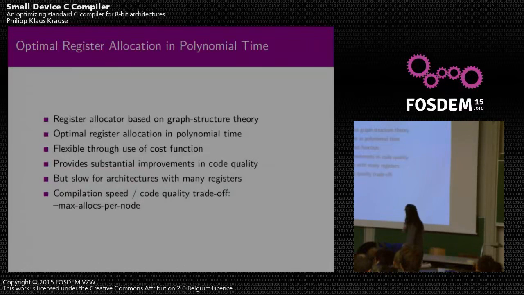It's flexible through the use of a cost function. Currently, the only cost function implemented is code size. But that means the register allocator will find the register allocation that results in the smallest possible code size after code generation. Of course, we don't know what the peephole optimizer will do later, but in terms of what comes out of the code generation stage before the peephole optimizer, we can currently be optimal in terms of code size.